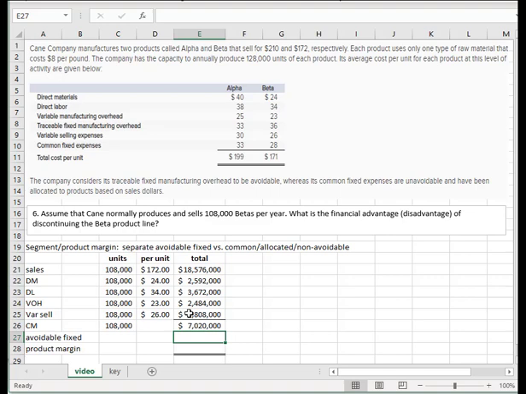But it also has some fixed costs that'll go away, avoidable fixed, that are dedicated only to beta. They're not shared. And so if you get rid of beta, you can get rid of the depreciation on that equipment or whatever that cost is, that monthly cost that's associated with beta. They give us the traceable fixed in terms of per unit, but fixed costs per unit are really artificial. Fixed costs are monthly costs or periodic costs. So I've got to convert this into a dollar amount.